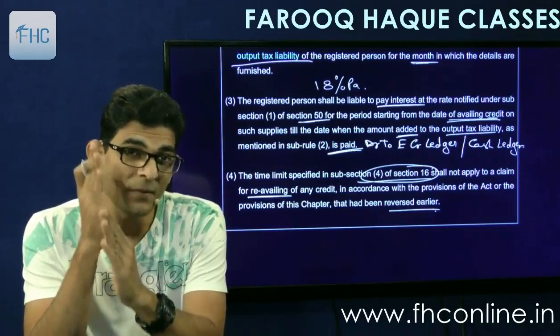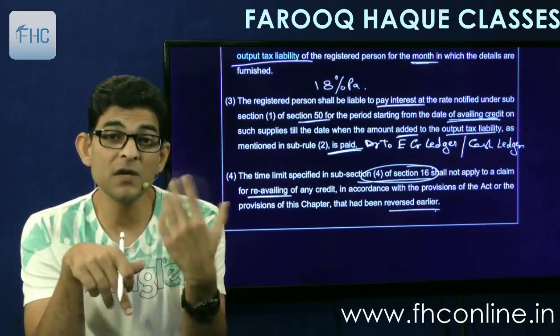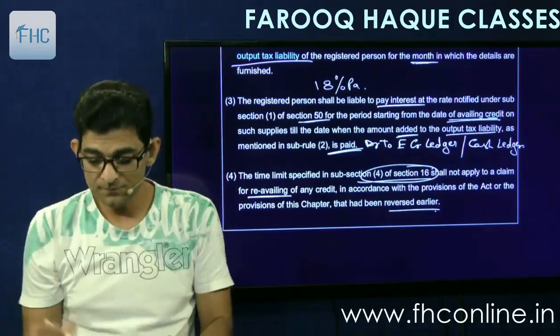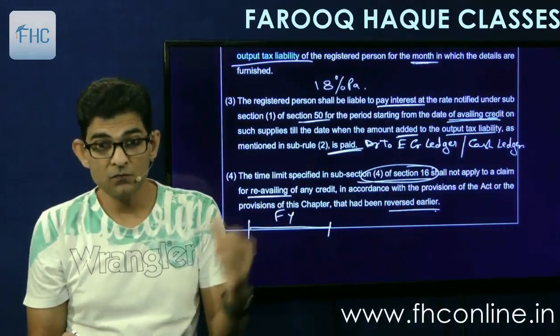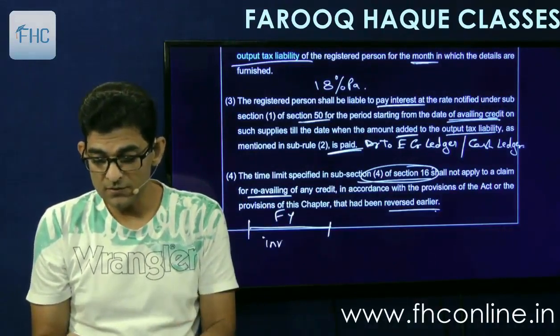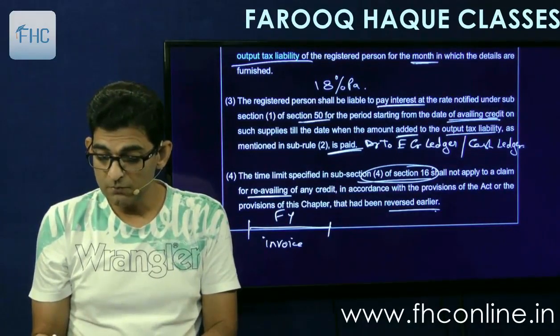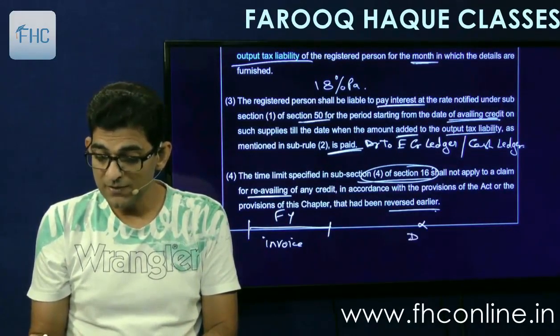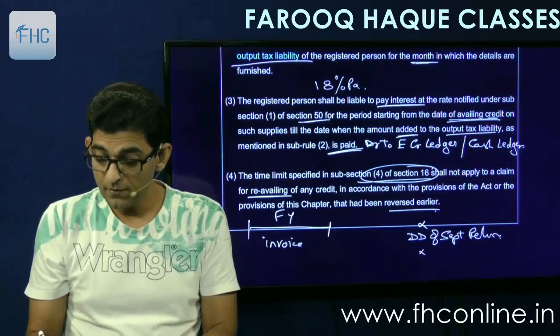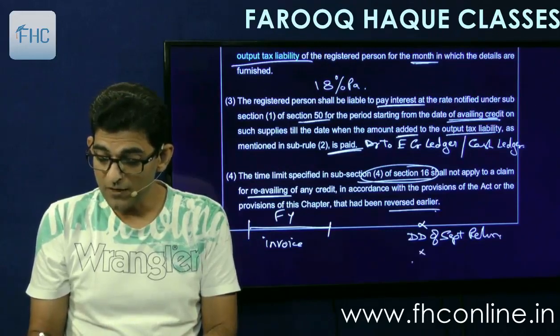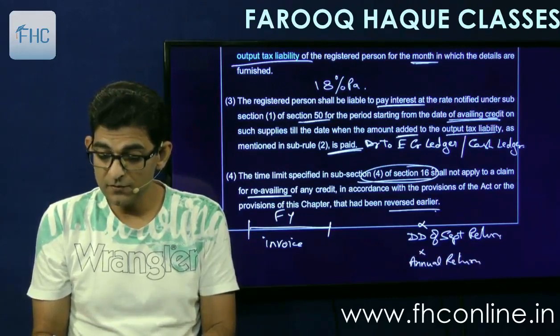But that limit is not applicable for re-availment of credit. Means, if this is the financial year of the invoice in which the invoice had been raised, so the maximum due date will be the due date of the September return or filing of the annual return, whichever is earlier.